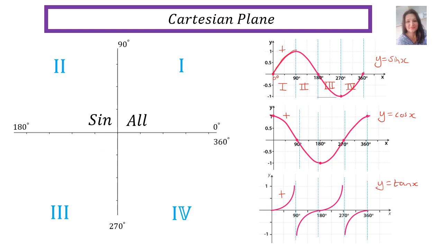In the second quadrant, sin is positive. And then if you go to the sin graph, you will see here, this represents the second quadrant, and sin is positive there.